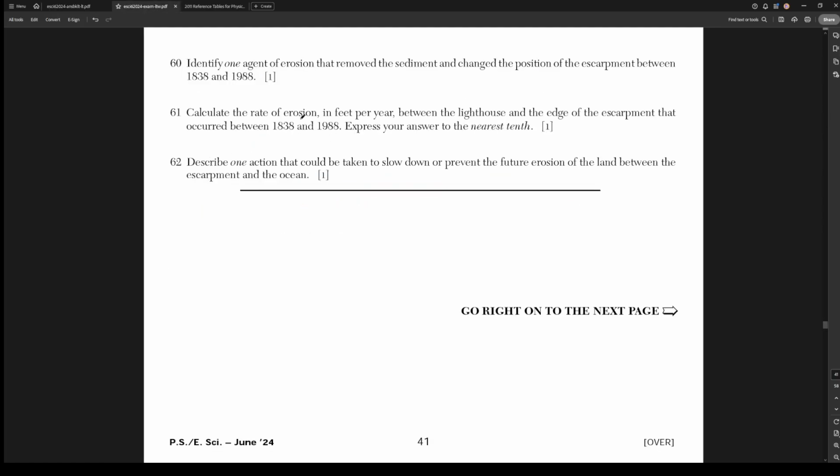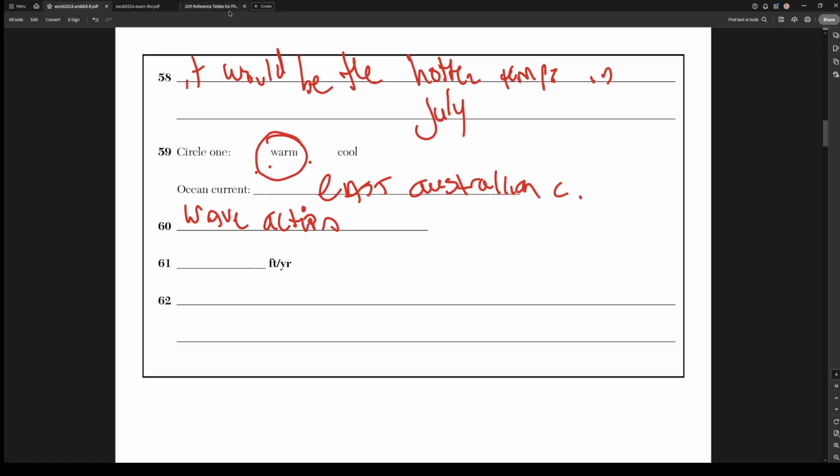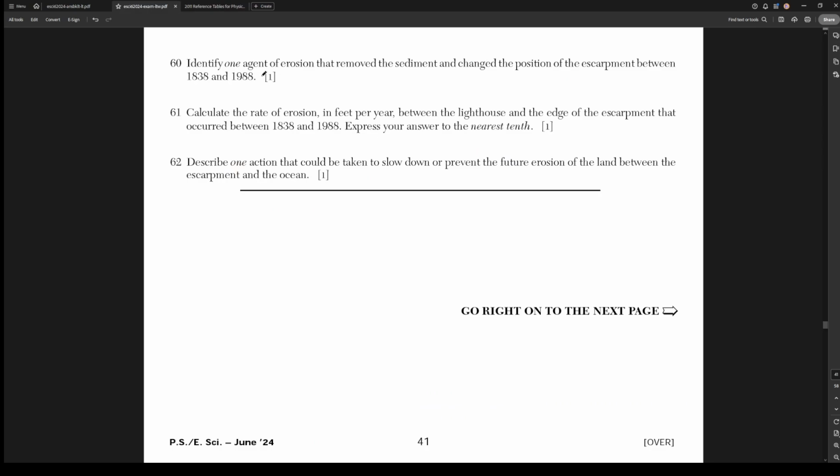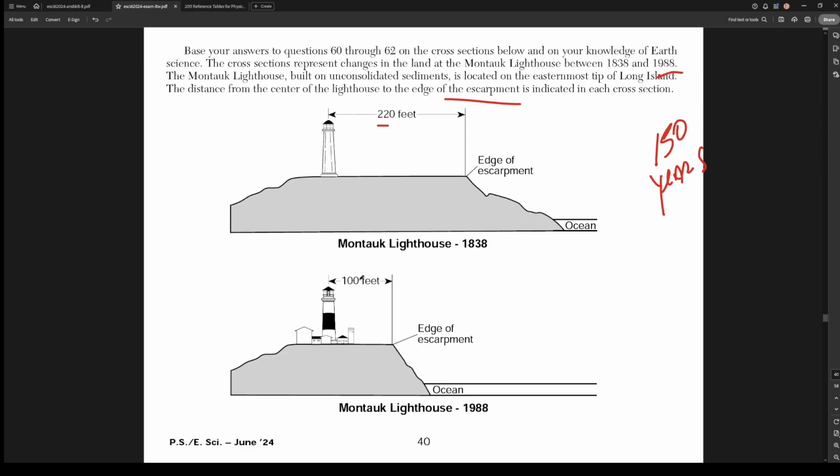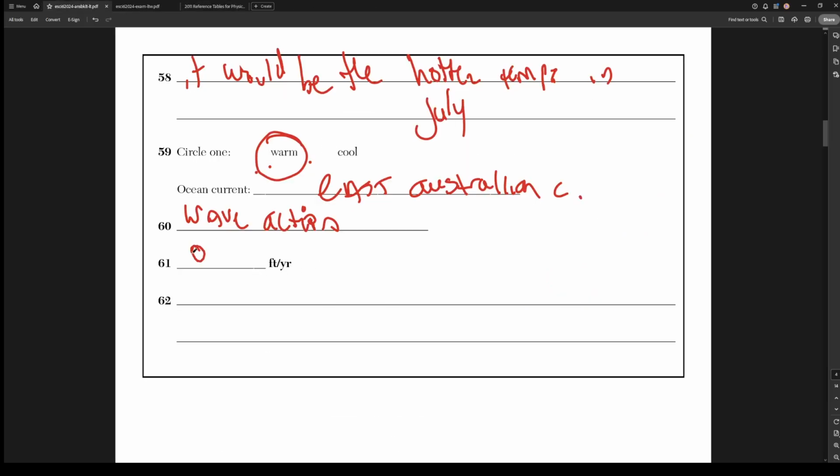Okay. Calculate the rate of erosion in feet per year from 1838 to 1988. All right, so we know that's going to be 150 years, and we went from 220 to 100. So you're going to set it up 220 minus 100 feet divided by 150 years. So you just plug that in your calculator. 220 minus 100 divided by 150. So you're going to get 0.8 feet per year for that one.